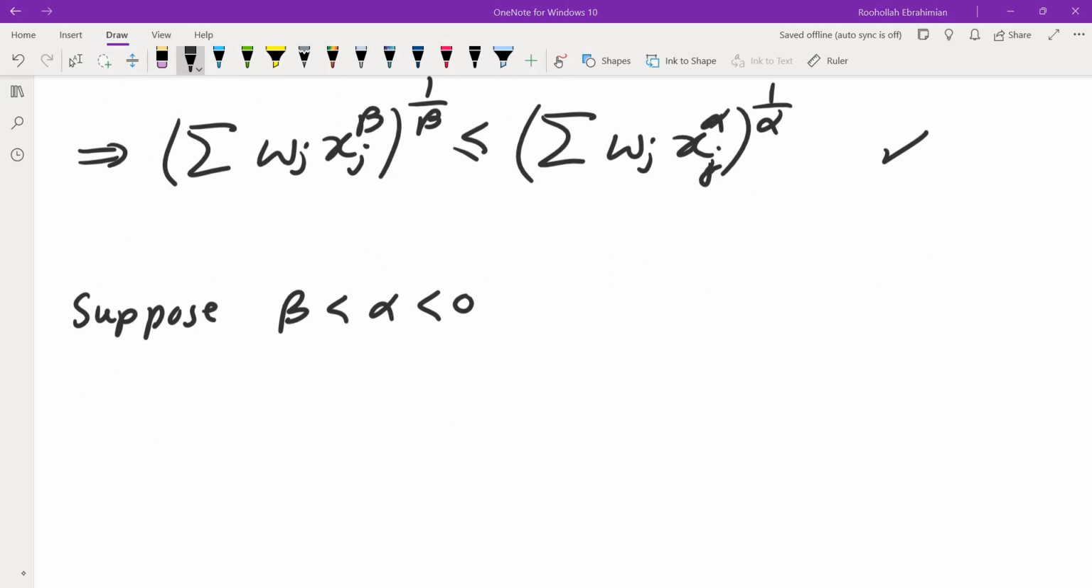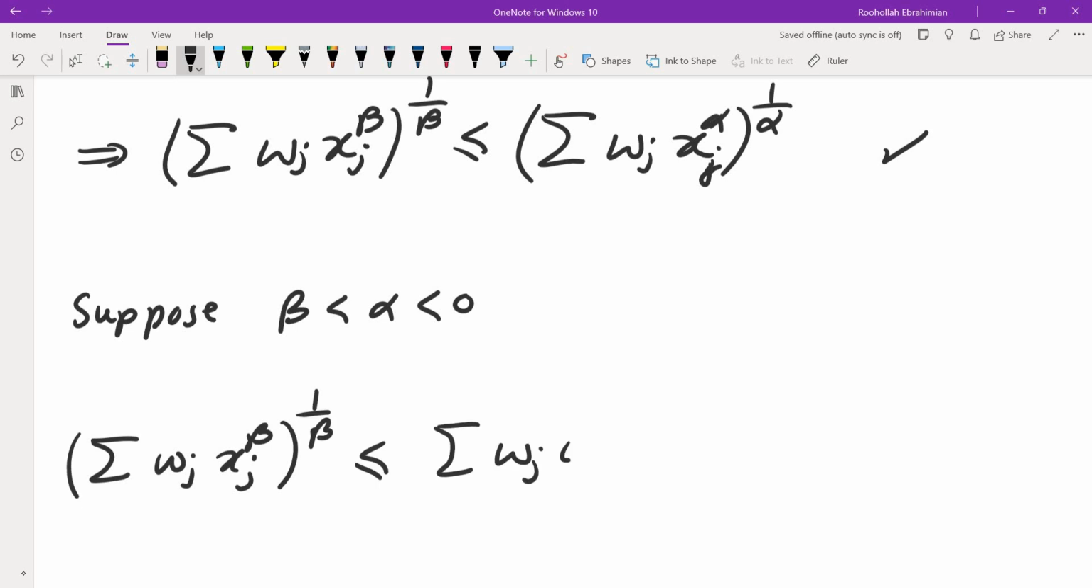So what we need to prove is this: the sum wj xj to the power of beta, raised to the power of 1 over beta, is less than or equal to the sum wj xj to the power of alpha, raised to the power of 1 over alpha.